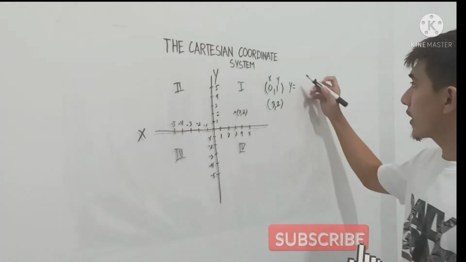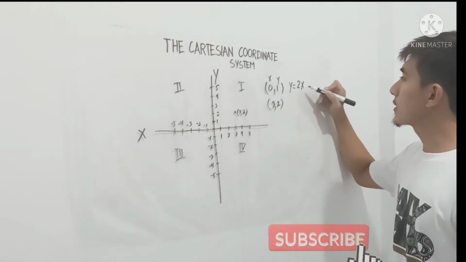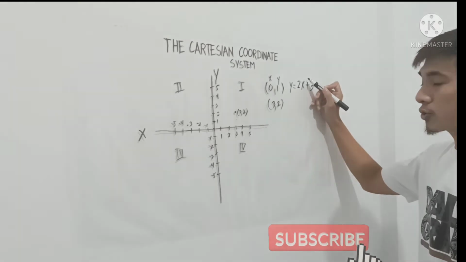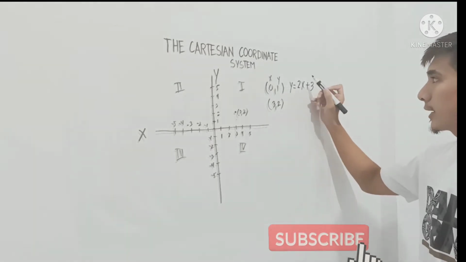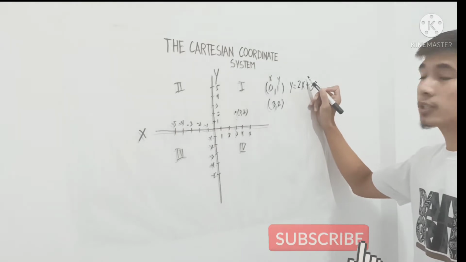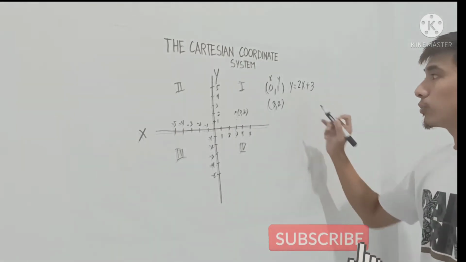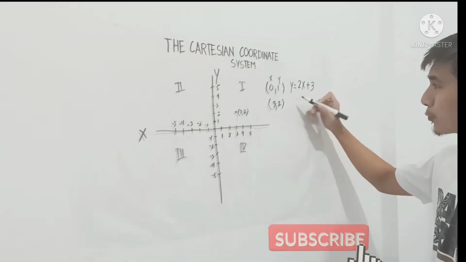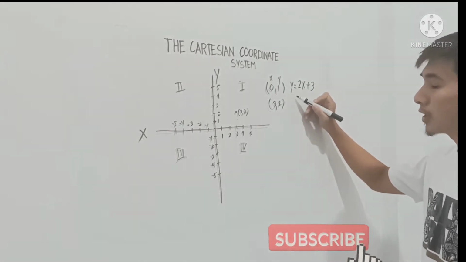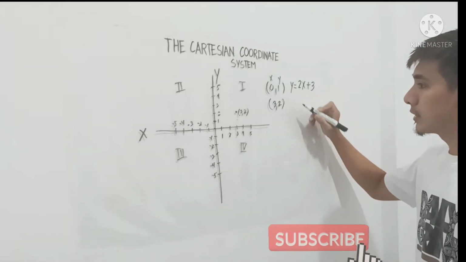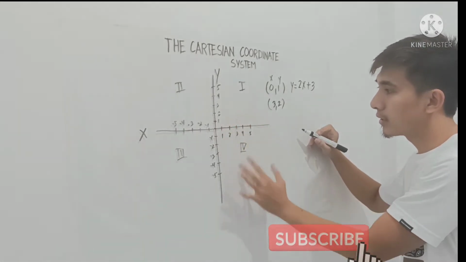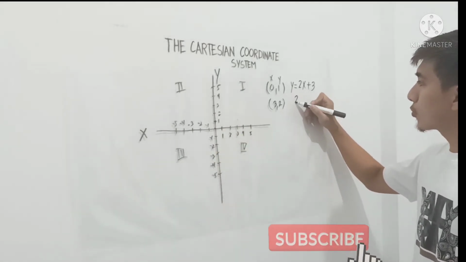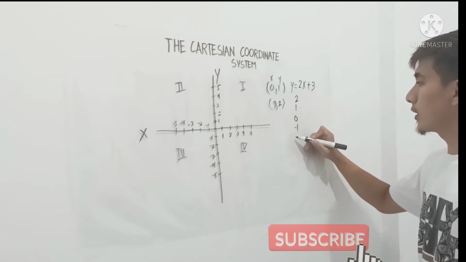Okay? So let me give you an example. How if we have 2x plus 3. Since the variable is only x and y, and its degree of exponent is only 1, we know that it is a line. Okay? So, how will we plot it? If we are given the equation, we are given values of x: 2, 1, 0, negative 1, and negative 2.